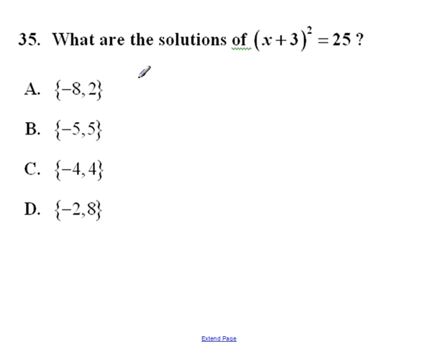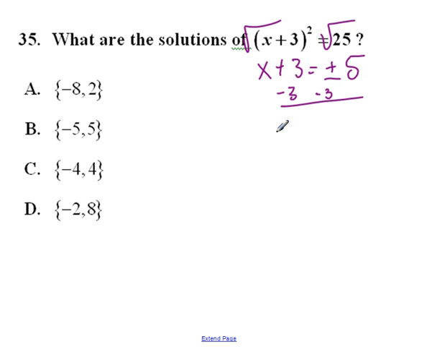So, number 35. Since we have our parenthesis group here squared, that means we can take the square root of both sides in order to solve. So square rooting both sides, we get x plus 3 equals plus or minus the square root of 25, which is 5. A little bit of solving magicalness, and we get negative 3 plus or minus that 5.